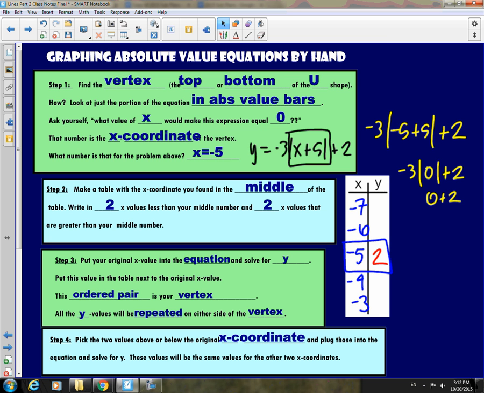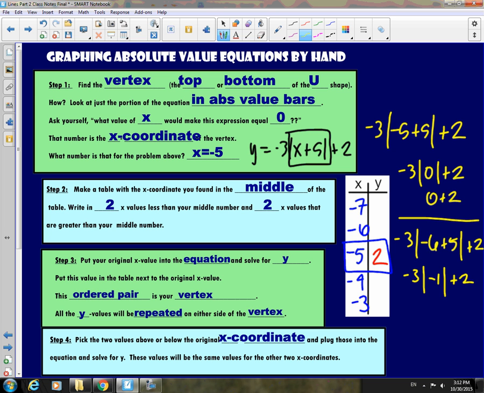Okay, now I'll go down to the -6 here. So now I've got -3 and then the absolute value of -6 plus 5, and then plus 2. So I've got -3 on the outside. -6 plus 5 is -1, plus 2. Then that gives me -3 times 1, because the absolute value of -1 is 1, plus 2. So -3 times 1 is -3, plus 2. That gives me -1. So that gives me -6, -1.